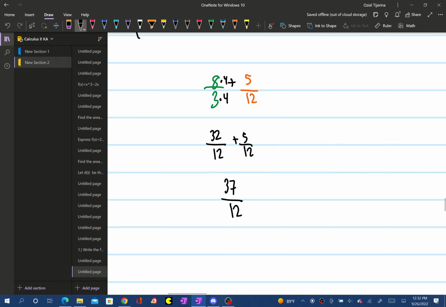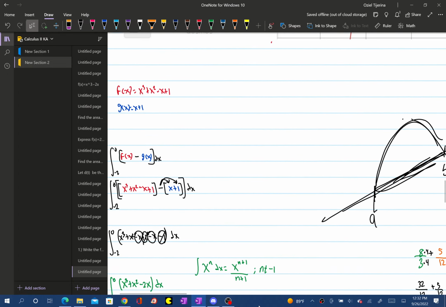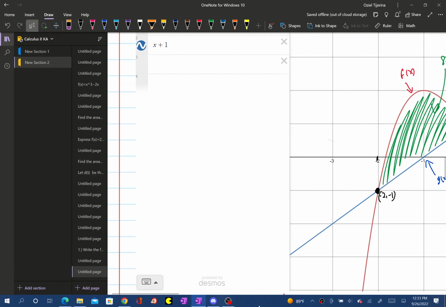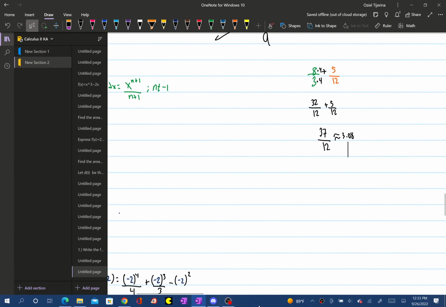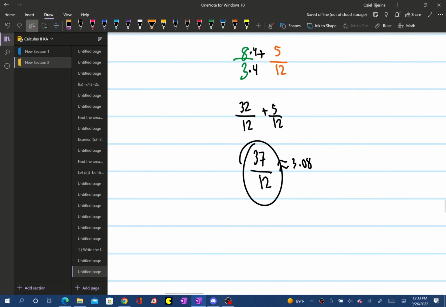And if you simplify that, to the nearest hundredth, it's going to be 3.08. So basically, the total area between these two regions is going to be 37 over 12. So that is going to be the final answer for this problem, guys.